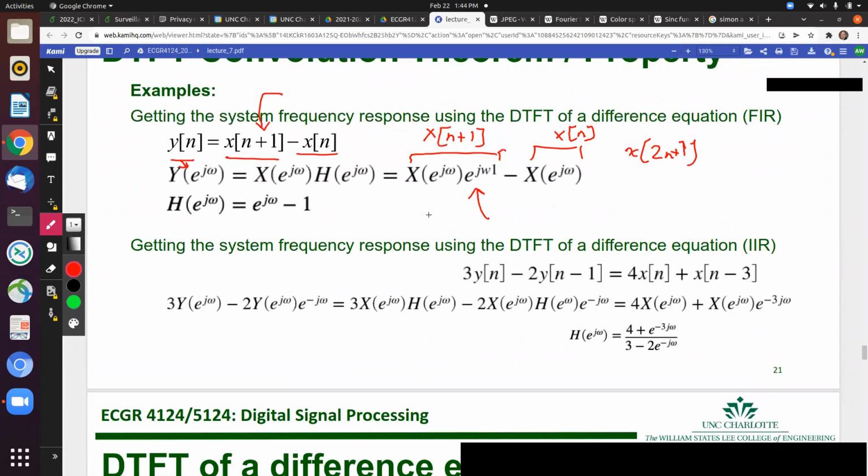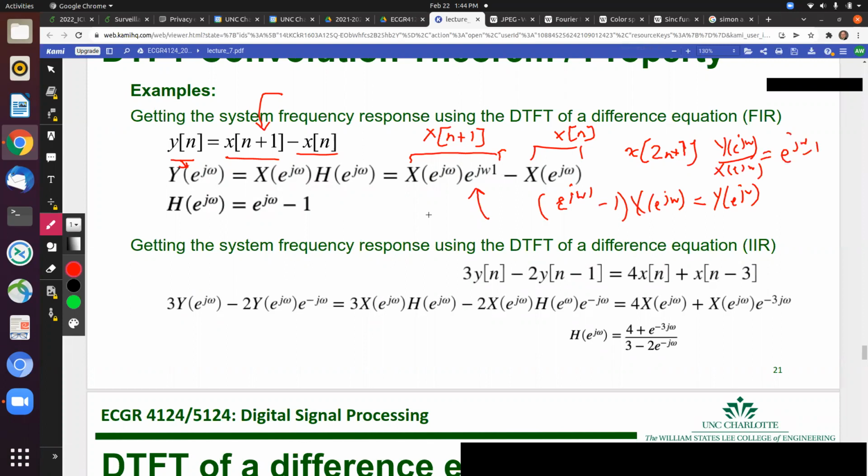Let's see. So here we are talking about this. Well, okay, so we can factor an x out of this. If we factor an x out, we get e to the j omega minus 1 times x e to the j omega is equal to y e to the j omega. And then if you multiply both sides by 1 over x e to the j omega, you get y e to the j omega over x e to the j omega is equal to e to the j omega minus 1.